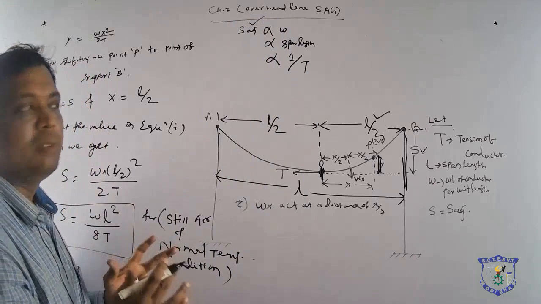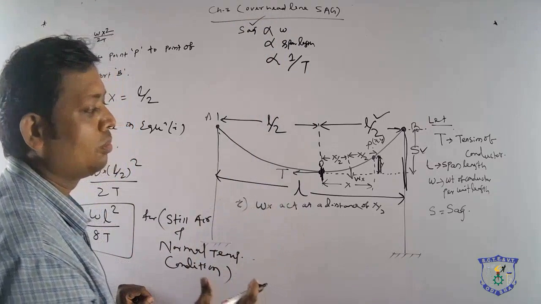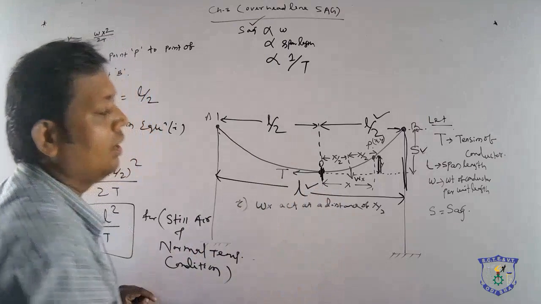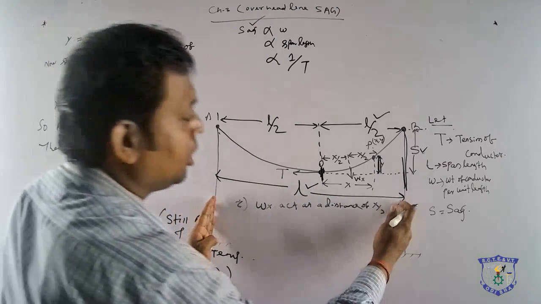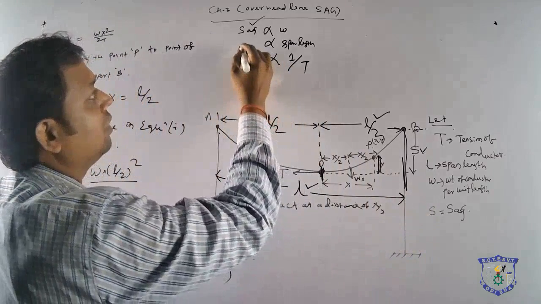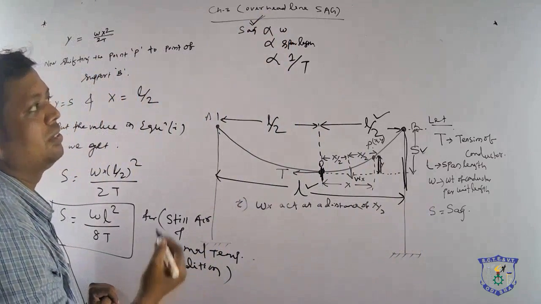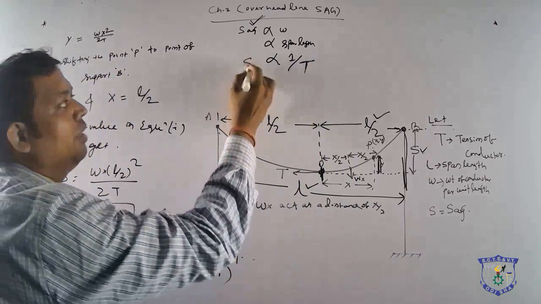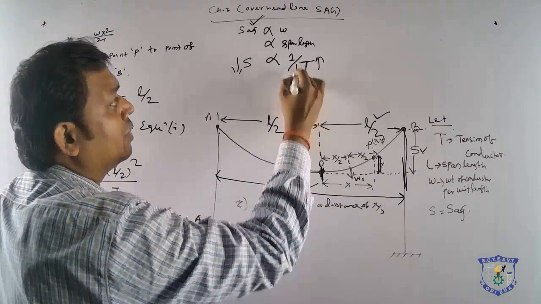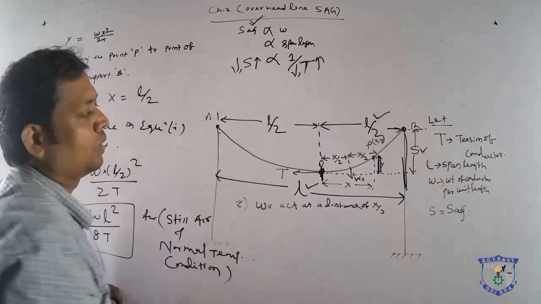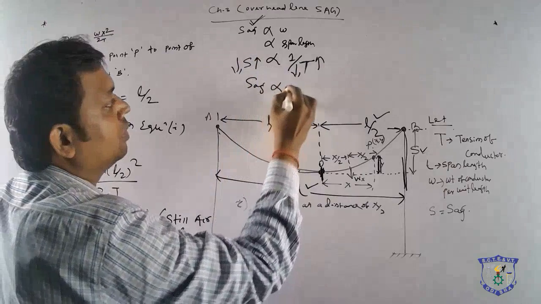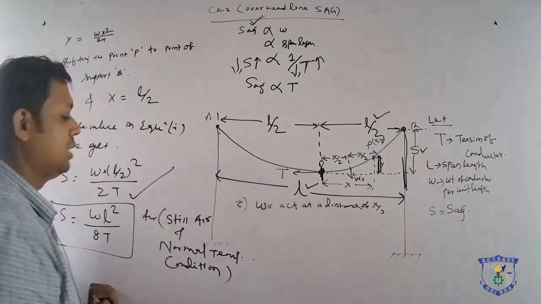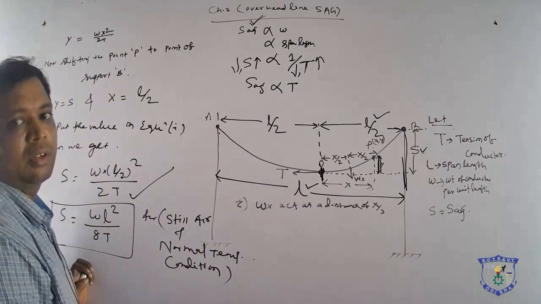And if the span length is more, what is span length? The horizontal distance in between both supports, which is denoted by L, that's called span length. If the length between two supports is more, then the value of sag is also more. But it is inversely proportional to the tension of the conductor. If the tension is more, sag will be less. If the tension is less, sag will be more. Also, sag depends upon the temperature in a directly proportional nature. So this formula is for supports at equal level and normal temperature condition.